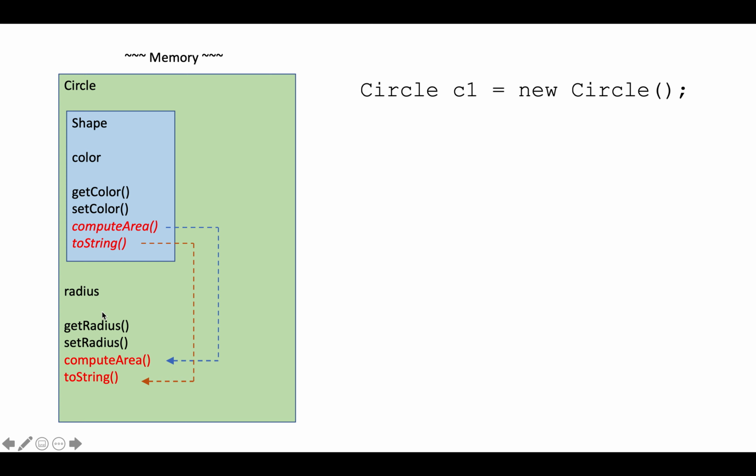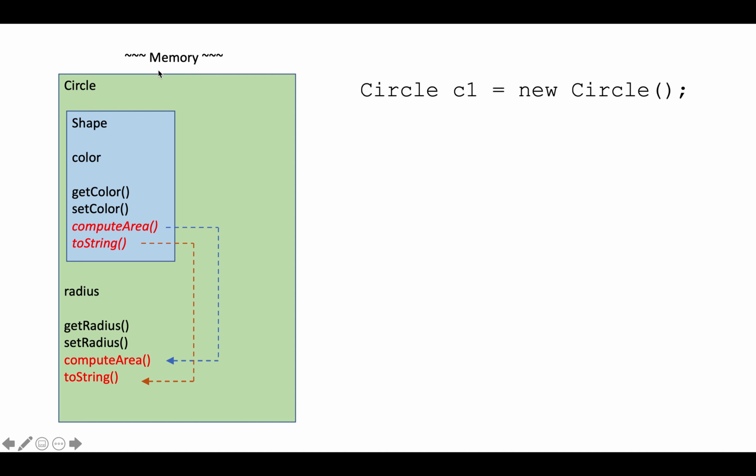Now there are two methods in here, computeArea and toString, which have been overridden in Circle. That's why I've colored them the way that I did with these lines. What this basically means is that for computeArea, if I were to call computeArea on this object here, Java is smart enough to say, well, there's a computeArea in Shape, but there's also a computeArea in Circle.